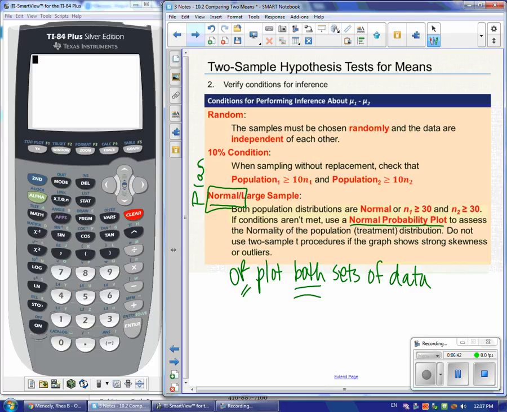The only other condition that is new is this independence. If we're looking at 2 completely different groups, the groups must be independent. And that is required for any of our 2 sample procedures.